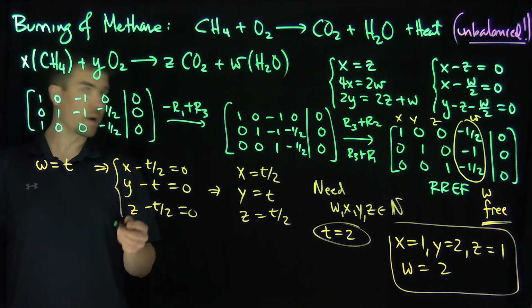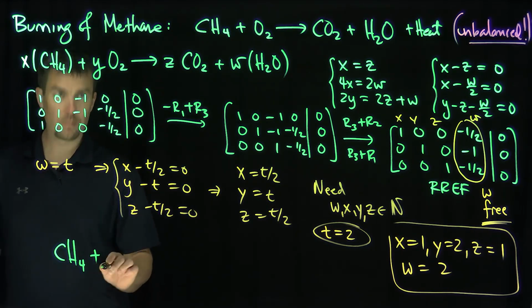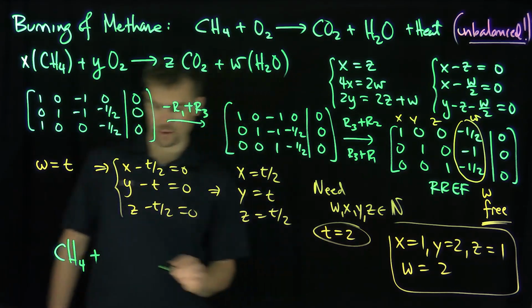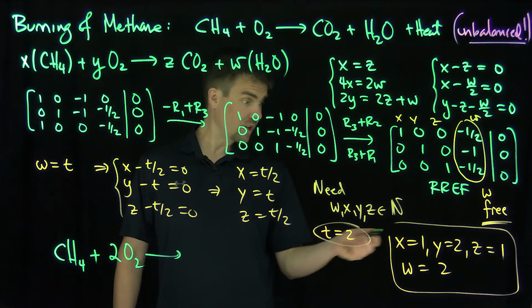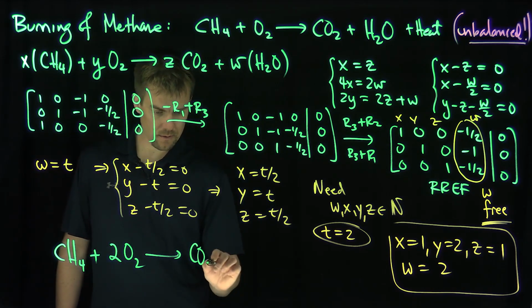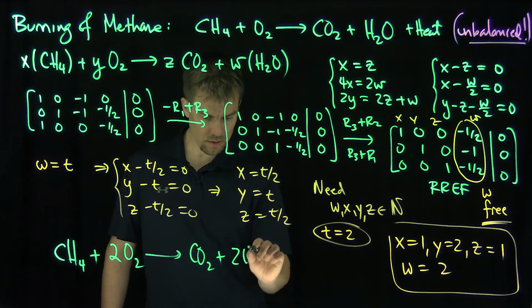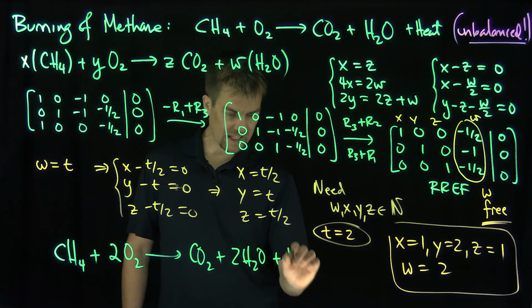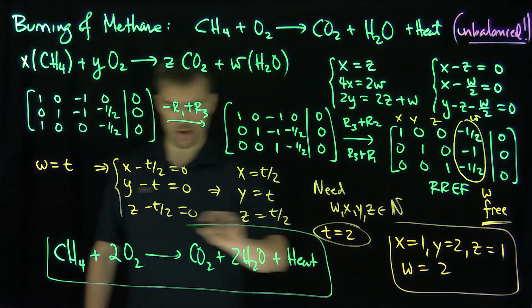So our balanced equation is what? Our balanced equation is methane plus how many oxygens? Well, Y is equal to 2, so I need 2 of those O2s. It goes to Z, which is 1 carbon dioxide, plus W, which is 2 waters. And of course, we also get heat. It's an exothermic reaction. And that's the balanced chemical equation for the burning of methane.